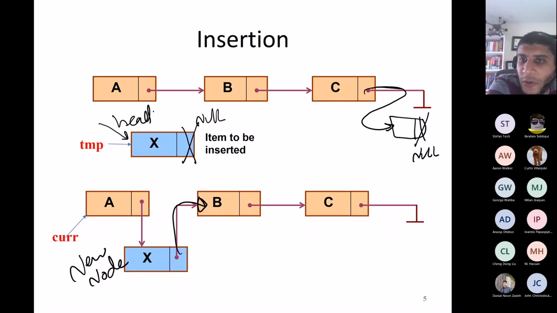So at a certain point during insertion, X and A point to B. That's correct, Stefan. That's correct, because you want X to point to B before you remove the A pointer. That's correct. Kurtz asks, do we implement insertion in the class methods or in the program?